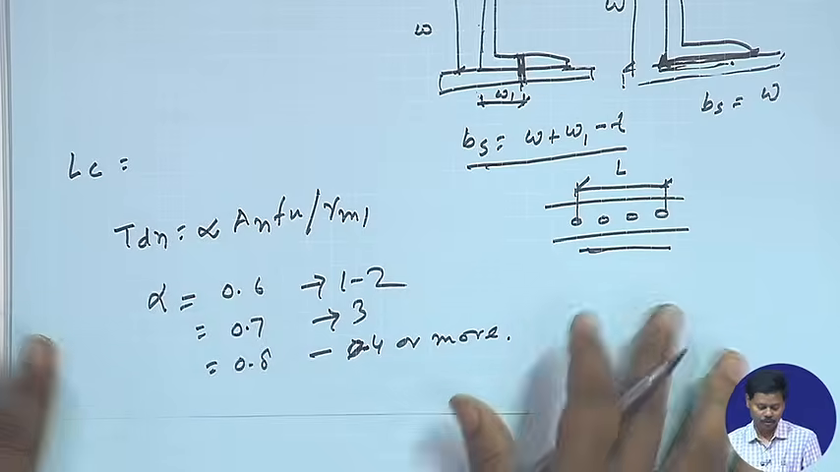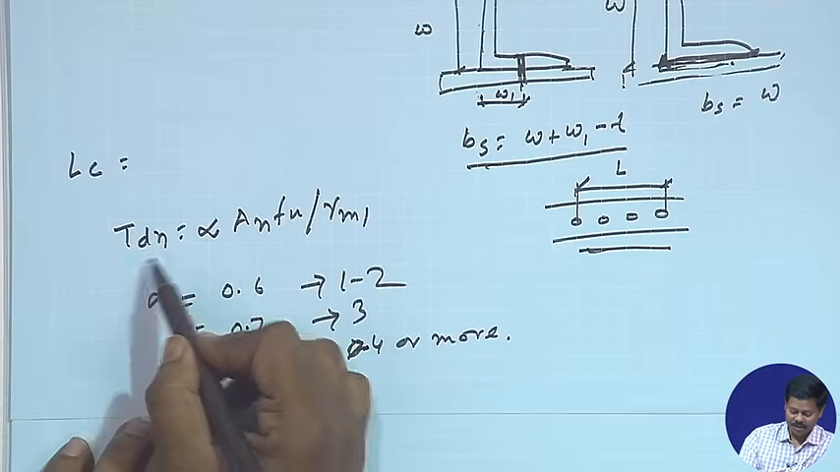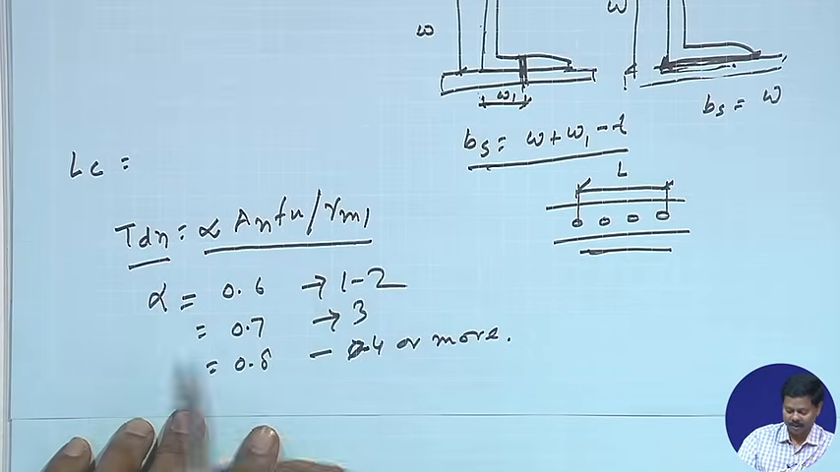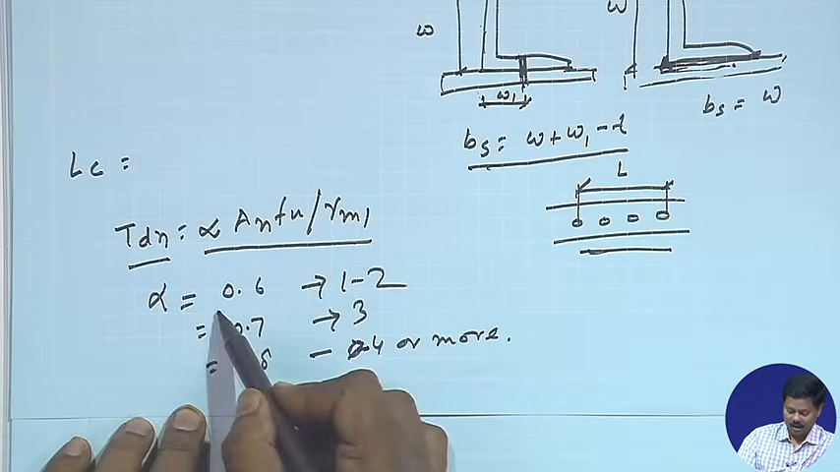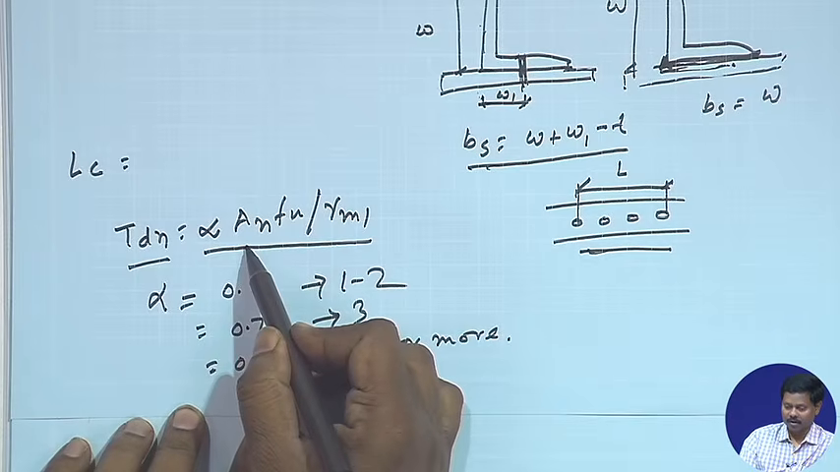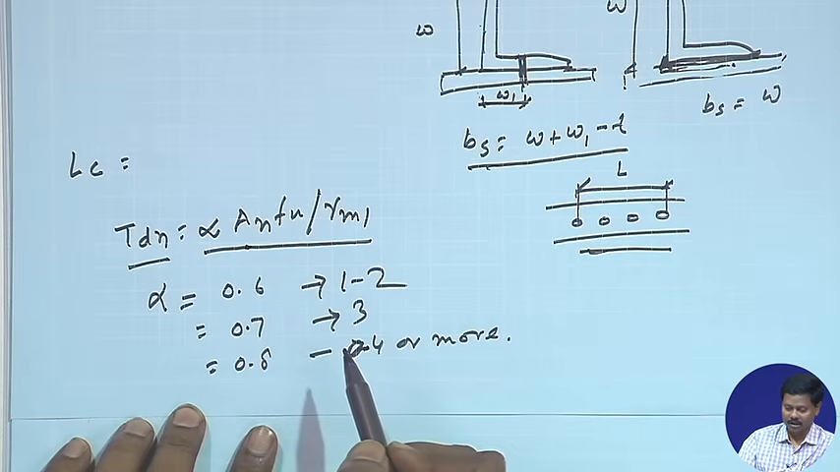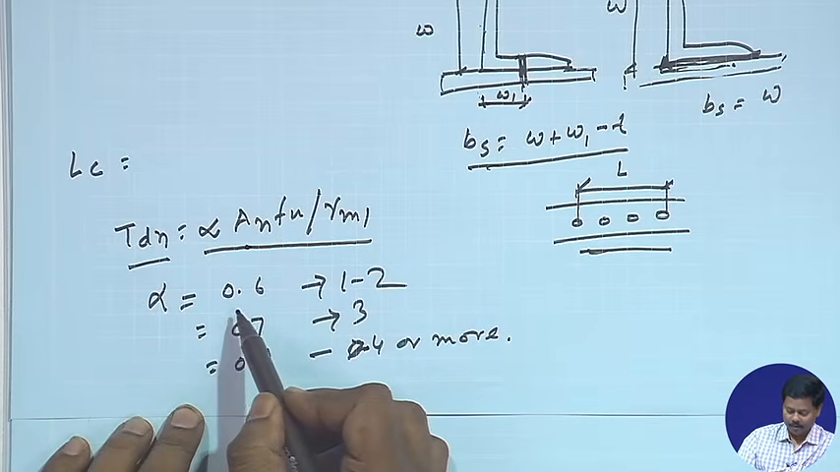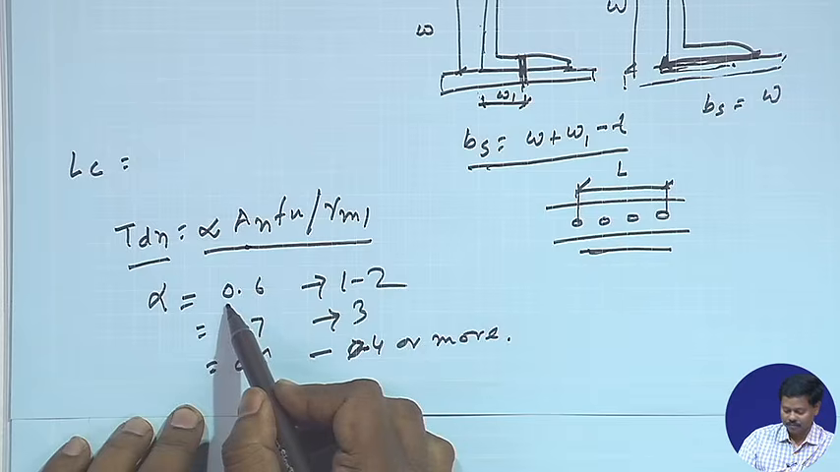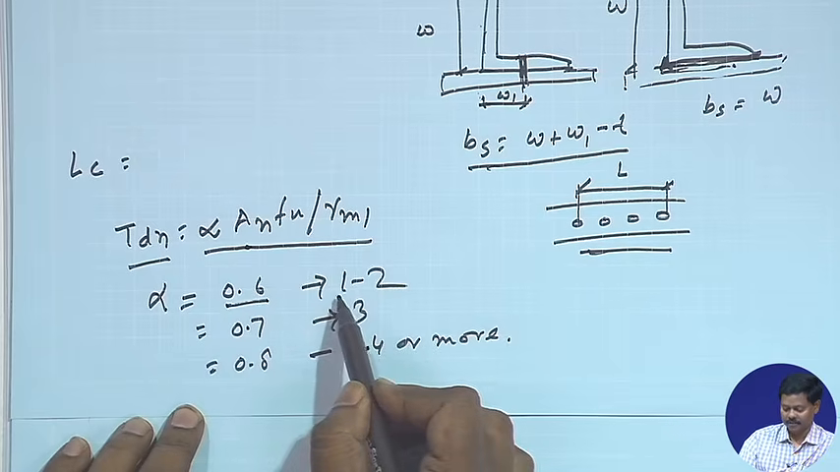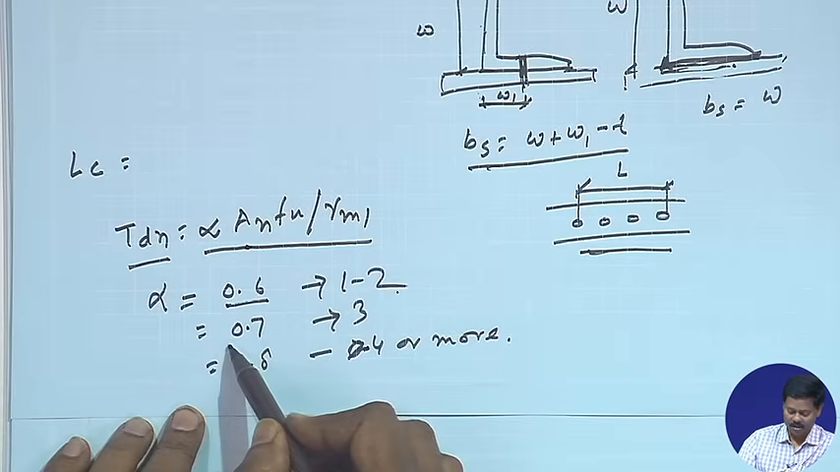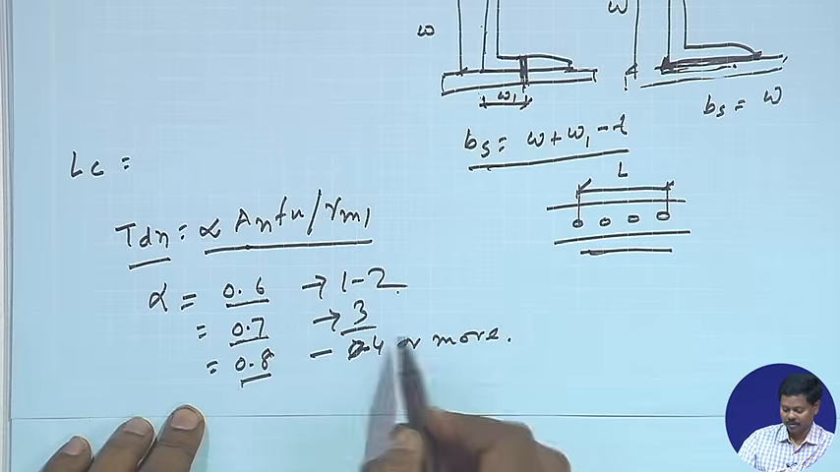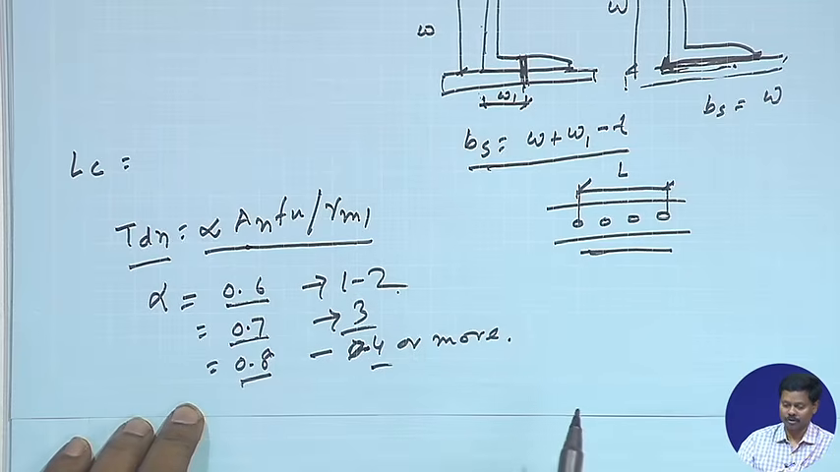right. So for preliminary sizing one can find Tdn as alpha into An Fu by gamma m1, where An is the net area of the cross section and alpha is the factor which we can take as 0.6 if 1 to 2 bolts are there, 0.7 if it is 3 bolts, and 0.8 if we take 4 or more bolts.